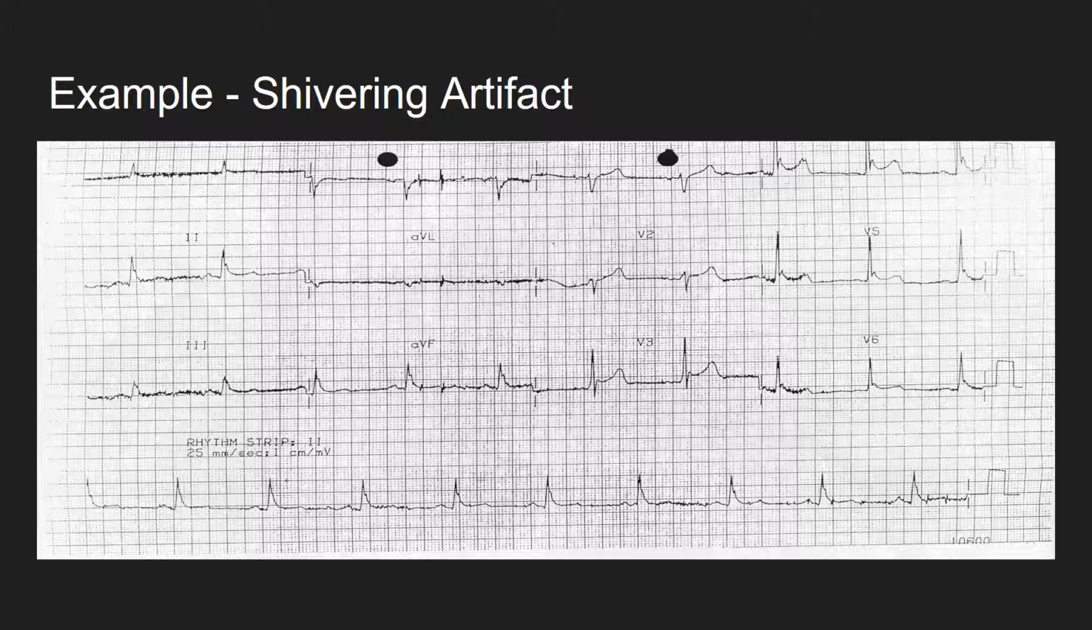Here's a good example of shivering artifact in a hypothermic patient. You can see it in leads 1, 2, and 3, and then you can also see it in the augmented leads. It almost looks like an atrial fibrillation there, but that is actually the shivering artifact.